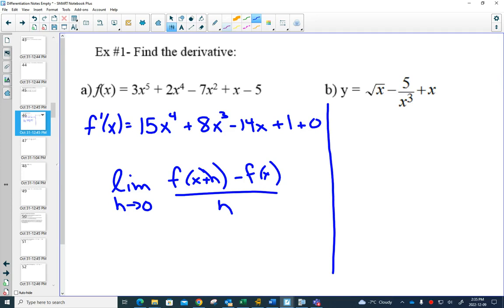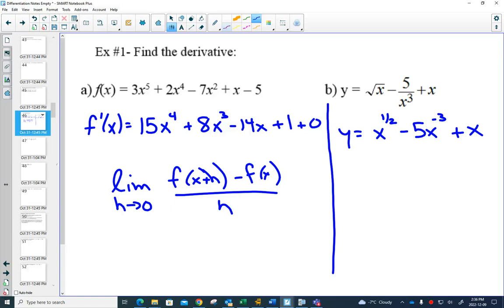Sometimes, like in part B, you have to do some preliminary work. Like, I can't take the derivative of x with a square root, but if I change it to a half, I could. I can't take the derivative of negative 5 over x cubed, but if I change it to x to the negative 3, I could. So sometimes when we're finding the derivative using our rules, we first of all have to be creative to put it in a form that our rules work. So now our rules work.